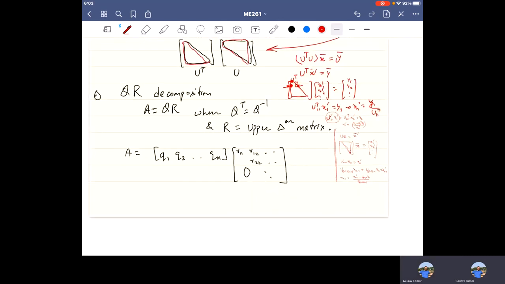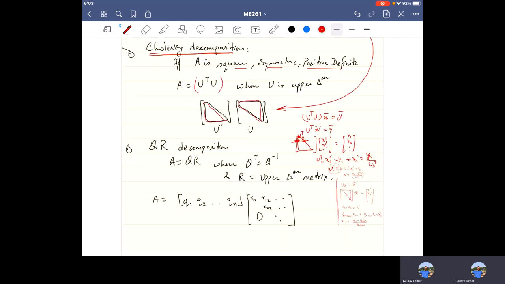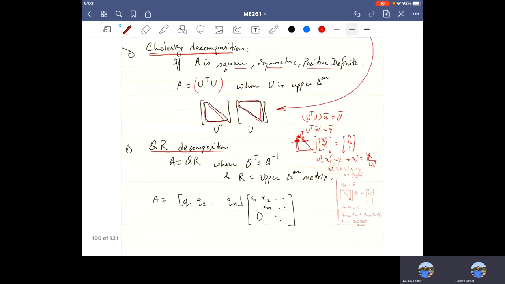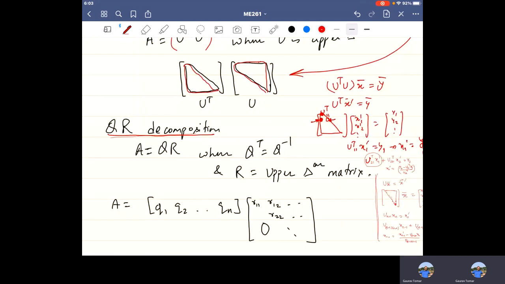Now the last decomposition. There are several, but we're going to discuss only these three. I'll mention only these three. We're not going to discuss any of these in any more detail. So look at the QR decomposition now. QR decomposition is interesting.